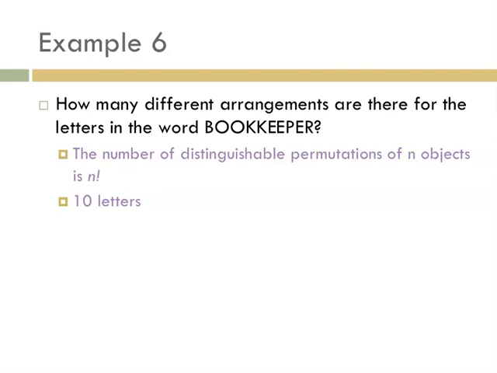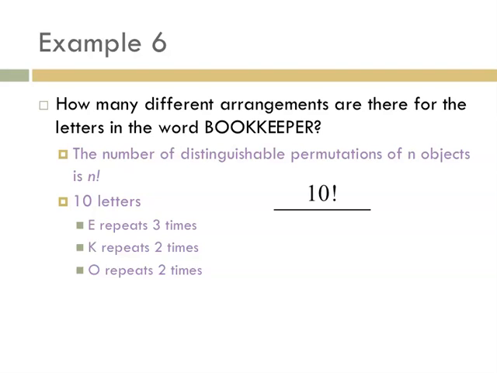Okay, so bookkeeper has 10 letters, and we know that the E repeats 3 times, the K repeats twice, and the O repeats twice. So on the top, you write down the number of permutations, 10 factorial, and divide it by any repeats. In this case, the E repeats 3 times, so we're going to take out 3 factorial. K repeats twice, so take out 2 factorial, and same with the O.